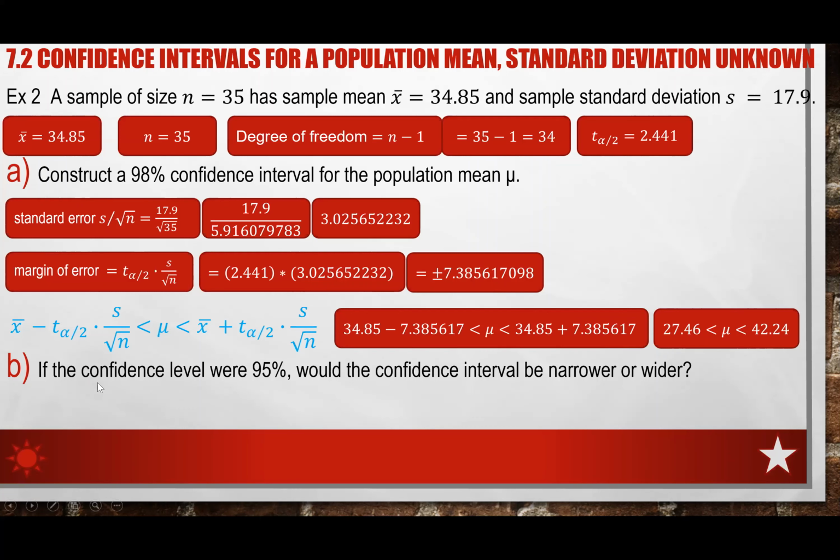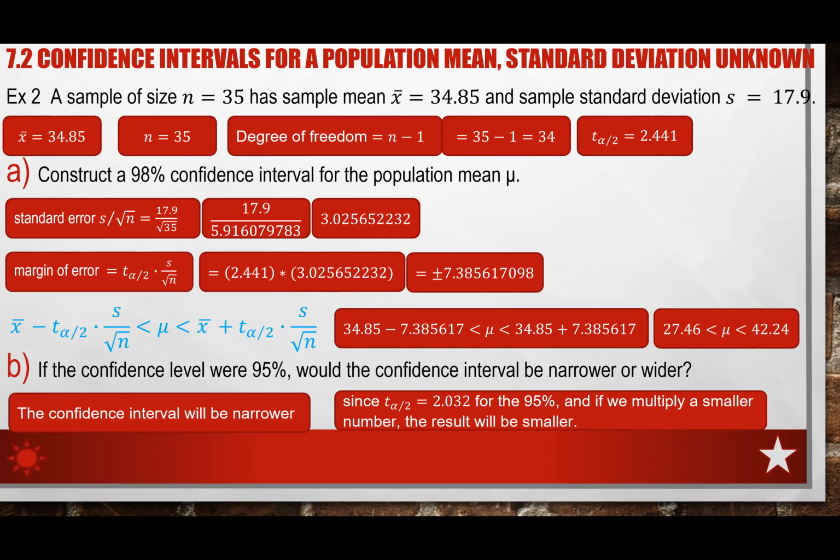Now they ask you, if the confidence level were 95% instead of 98%, would the confidence interval be narrower or wider? Just imagine, to cover 98%, do you agree that it has to be bigger than to cover 95%? In this case, the interval will be narrower, because if you look at this, the T critical value for 95% is 2.031.